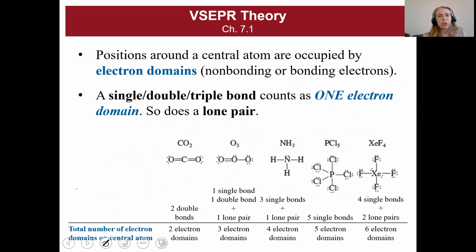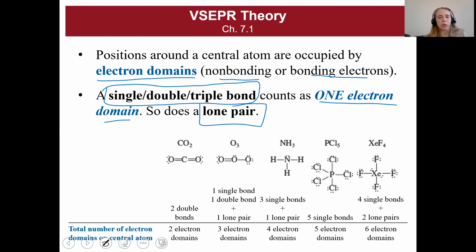All right, so for the positions around the central atom, we're going to learn a new term now. This term is electron domains. The positions around a central atom are occupied by electron domains. We use this term to encompass both non-bonding and bonding electrons around the central atom. So we use this term for a bond, and it doesn't matter what kind of bond, single, double, or triple. No matter what kind of bond it is, it still only counts as one electron domain. One lone pair also counts as one electron domain.